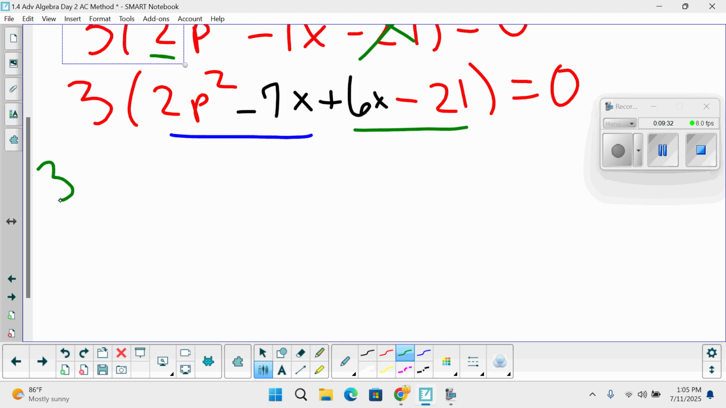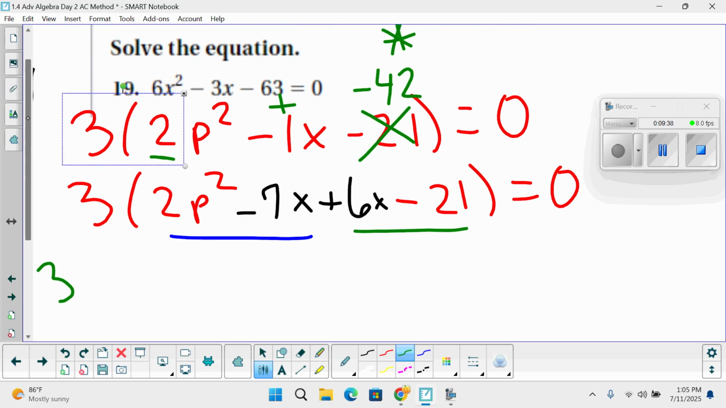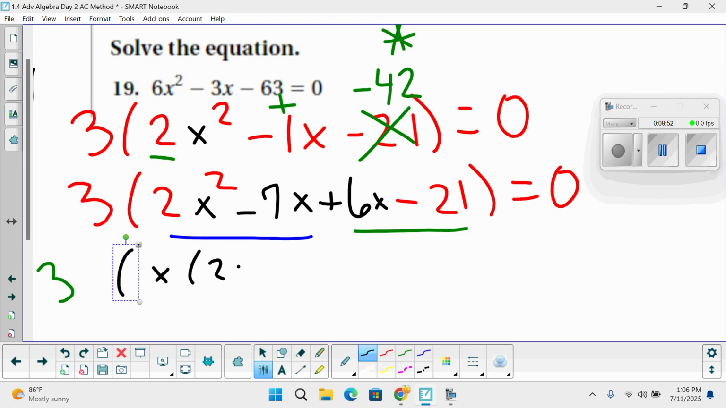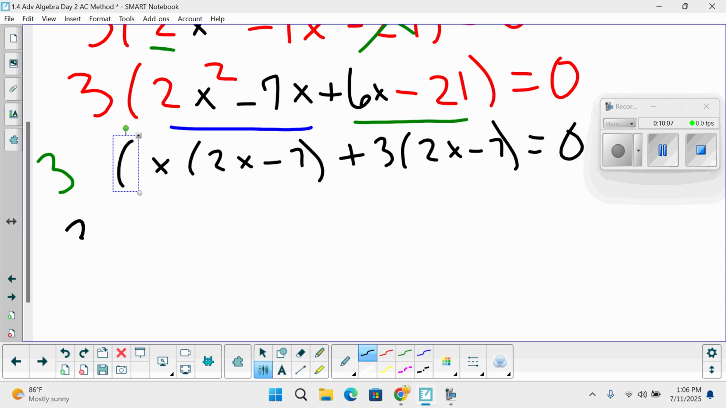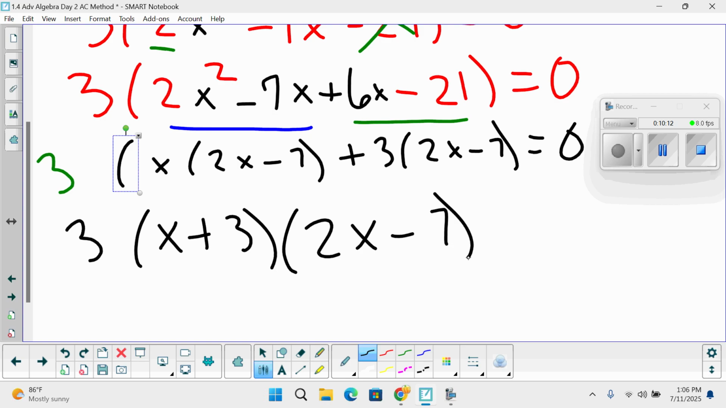Leaving my 3 out front, I would have a, why do I have p's and x's? What am I doing here? I should have had x's all along. Nobody corrected me. Yeah, I'm here by myself. There, that looks better. Okay, so I think the common monomial in that first group is just an x, leaving me with 2x minus 7. And in my second group, let's go with a +3, such that we can have a 2x minus 7 left. Abracadabra, make our group. So we will group the x and the 3, and the 2x minus 7 will merge.